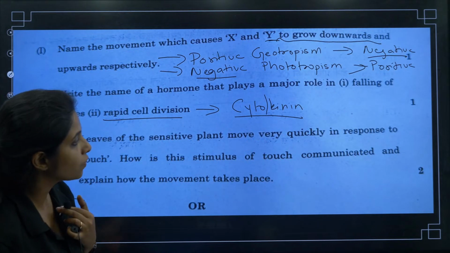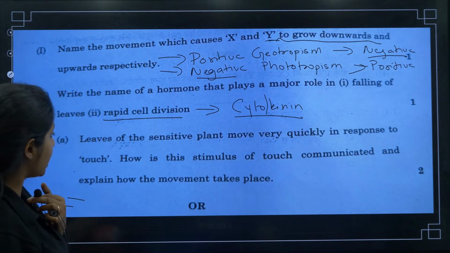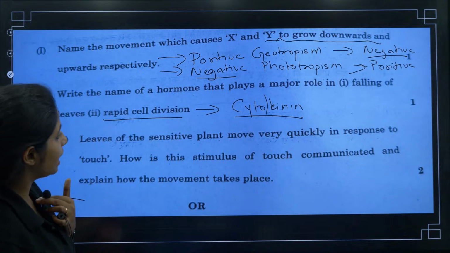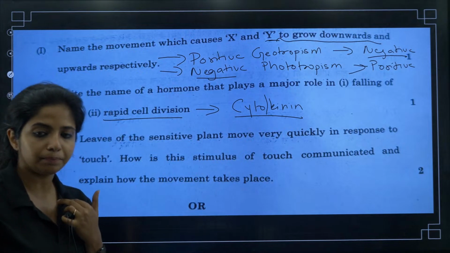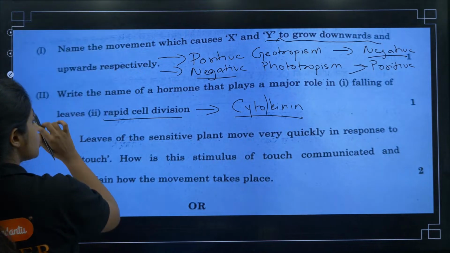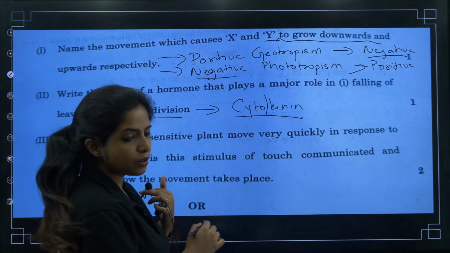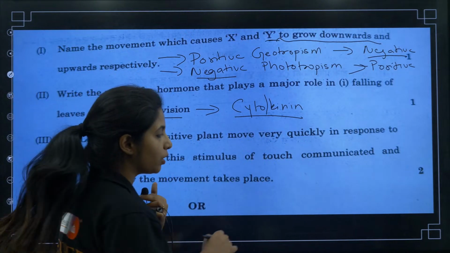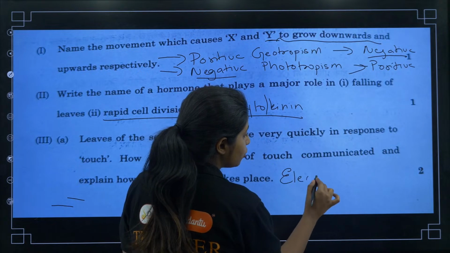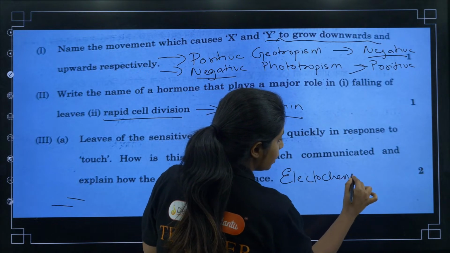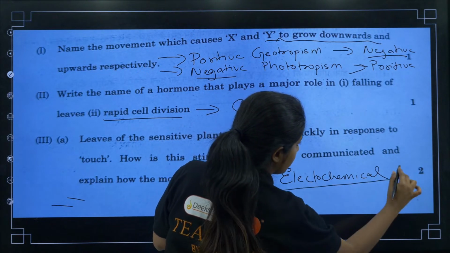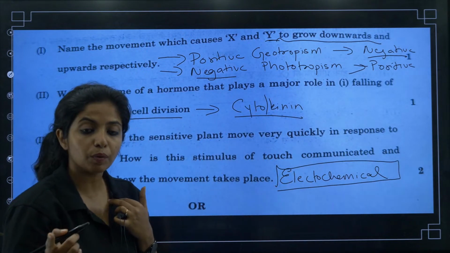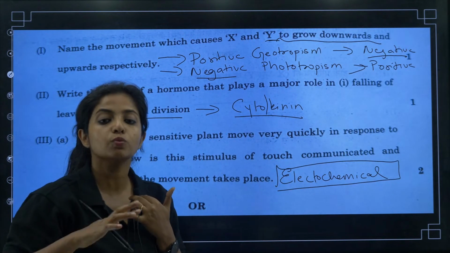Okay. Now, leaves of sensitive plant move very quickly in response to touch. How is the stimulus of touch communicated? And explain how the movement takes place. Basically, the stimulus of touch is communicated via, do they have any neural system in their body in plants? No. So they have electrochemical systems in their body. There are so many ions which would be moving up and down, which is why movement happens.